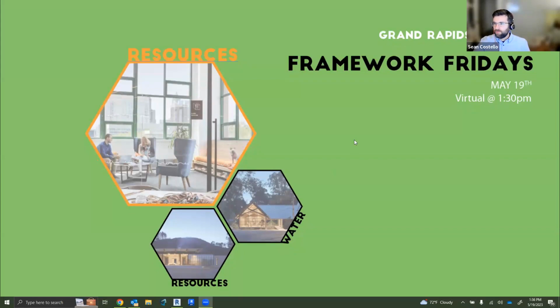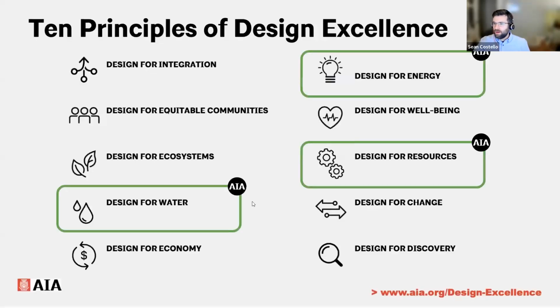Today we're talking about materials and resources, or design for resources. Like I said, the three that AIA Grand Rapids has outlined are design for water, design for energy, and design for resources, because those are the three that we really want people to report for AIA project awards. The most recent call for entries actually only asked for two, so you can pick any two of the three to submit for AIA awards.